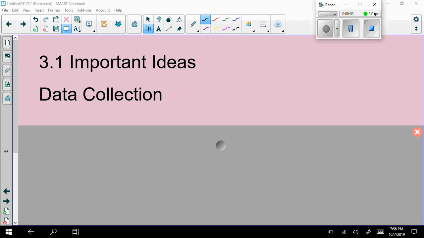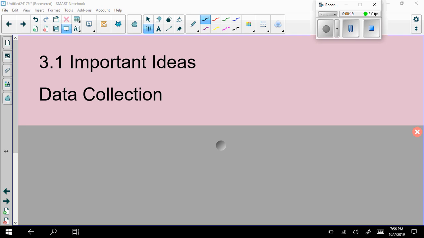Hey guys, so I'm going to outline some of the important ideas from 3.1, and 3.1 is all about data collection. So the first thing that we have to ask ourselves is, what kind of data are we trying to collect? So we have to start with, what question are we going to use?